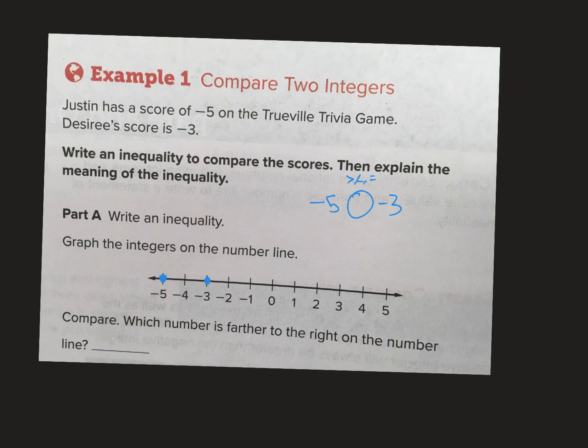And so now we're comparing which one is farther to the right, meaning if they're both negative, which one is closer to 0? And by default, negative 3 is in fact closer to 0. So negative 5 is less than negative 3. So which number is farther to the right, or closer in another way, closer to 0? Negative 3 is closer.